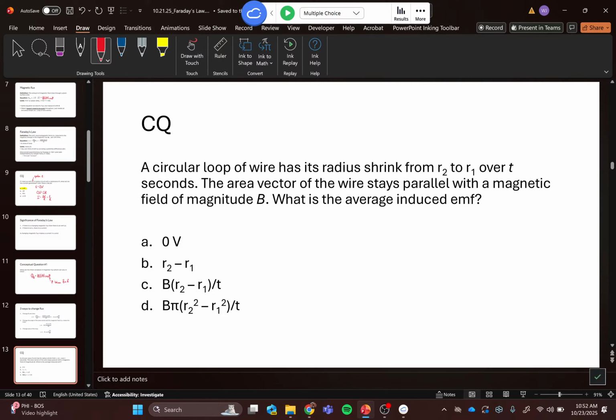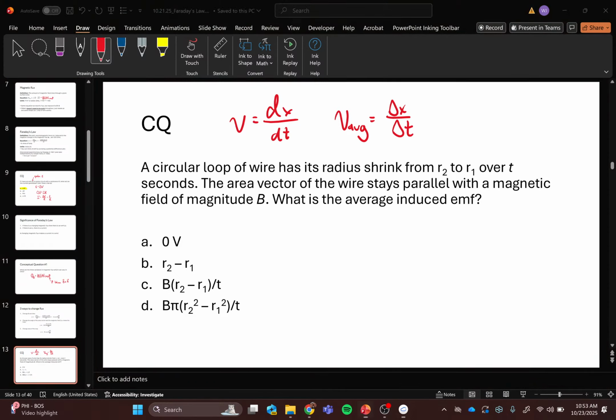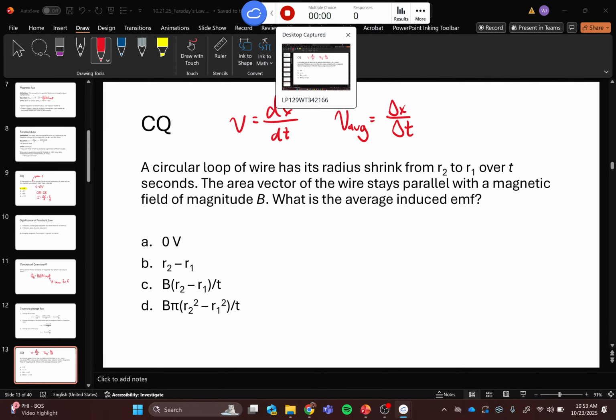I remind you, anytime we talk about averages, so I'm just going to remind you all of this. Remember the definition of velocity was dx dt. That's physics 1. If I want V average, remember that we can change it to a delta. We only care about the endpoints when we talk about averages. So that's a reminder to you all about averages. Great. Try the problem. Find the average induced EMF when the radius changes.